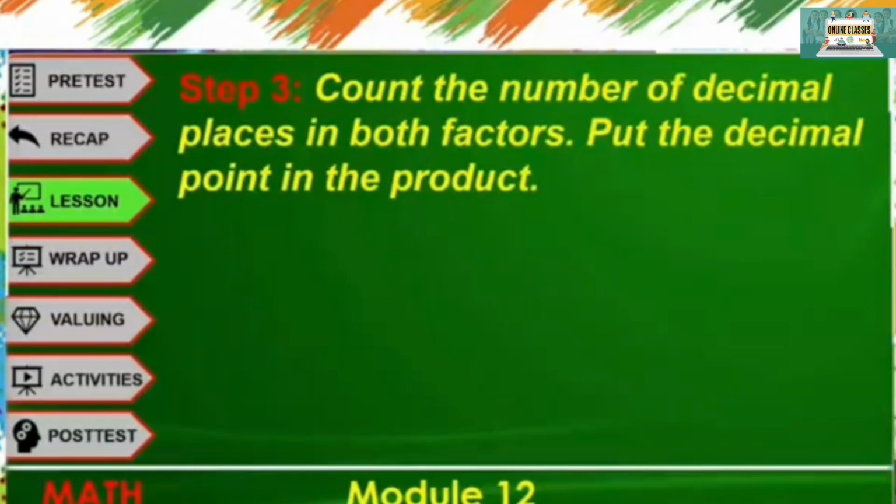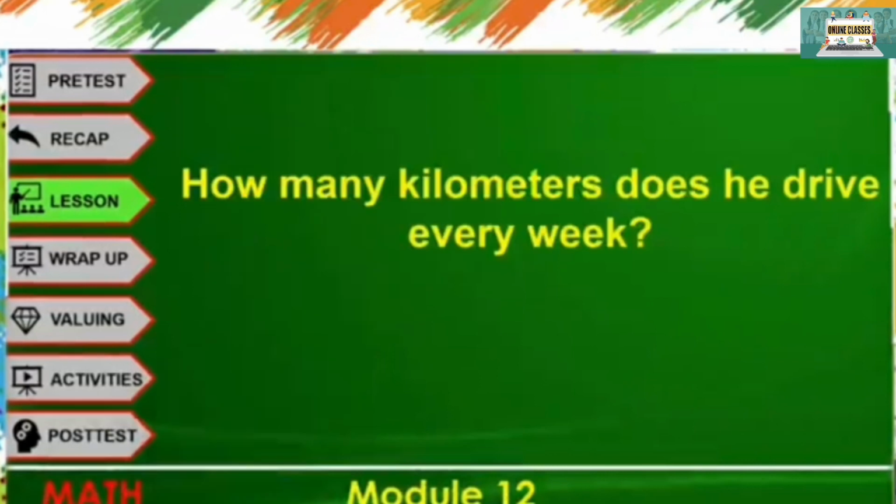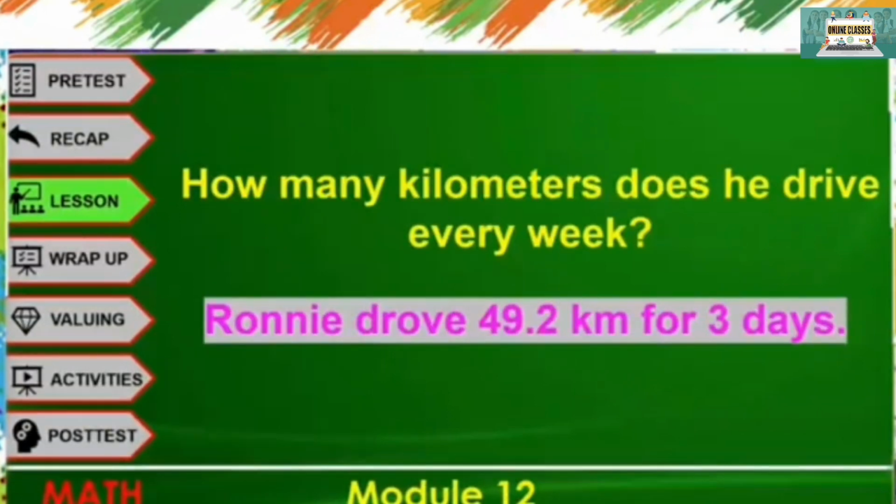Count the number of decimal places in both factors. Put the decimal point in the product. Since the number of decimal places is 1, count 1 from the rightmost digit to the left and place the decimal point. So therefore, Ronnie drove 49 and 2 tenths kilometers for 3 days. Since we already have the total number of kilometers Ronnie drove, we can now solve for the price of gasoline per kilometer using the number sentence 204 and 18 hundredths divided by 49 and 2 tenths is equal to n.